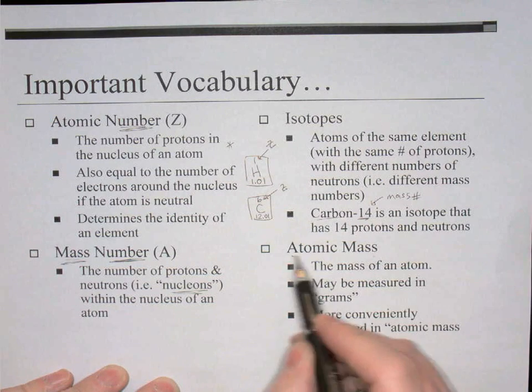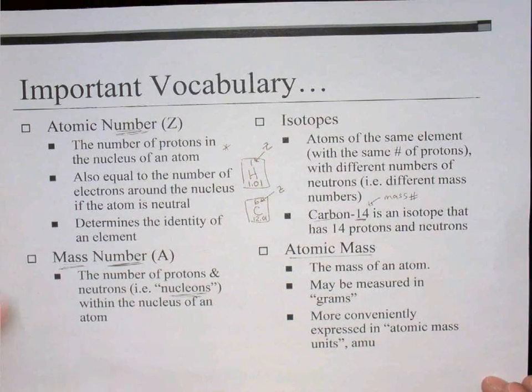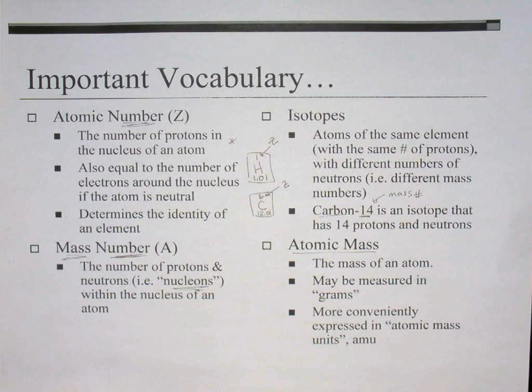A last common term is atomic mass, not to be confused with mass number. The atomic mass is exactly what it sounds like. It's the mass of the atom. If you had a balance, an electronic balance sensitive enough, you could put an atom on that balance and imagine reading on the balance what its mass is, in the same way you'd find the mass of a graduated cylinder or the mass of a rock.